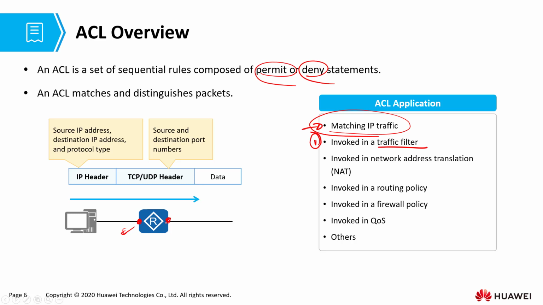But do not be blinded. Do not forget that these ACLs, the same exact ACLs, can also be invoked in network address translation, so that the traffic that matches certain rules is the one whose network addresses will be translated, and the one that doesn't will not have its IP addresses translated. We shall look at that in a different video. They can also be invoked in a routing policy. They can be invoked in a firewall policy. They can be invoked in quality of service and several other applications.